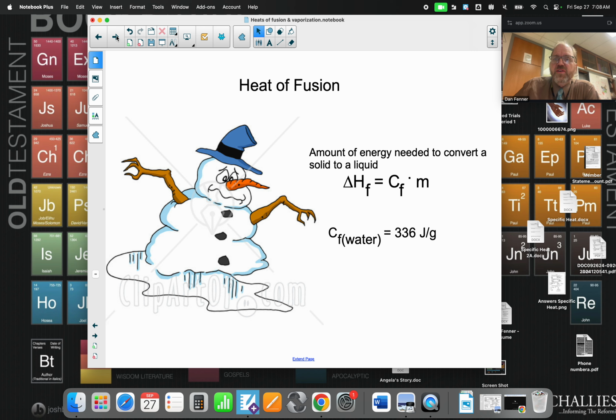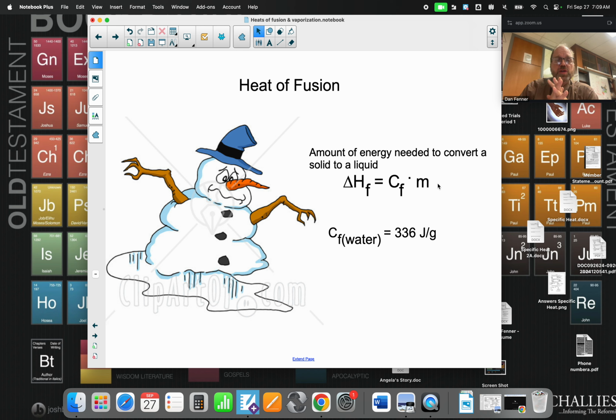Heat of fusion is defined as the amount of energy needed to convert a solid to a liquid. When you use delta H of F, or the q value, it would be small q sub F equals C of F times m, where C of F is the heat of fusion constant. It's 336 joules per gram. You'll notice there's no temperature change.